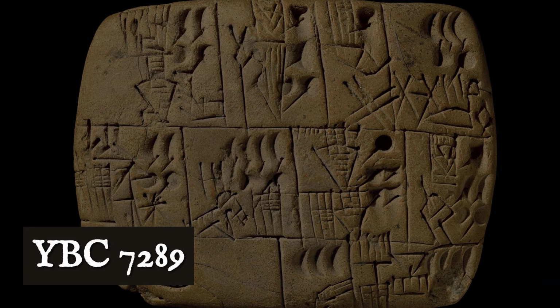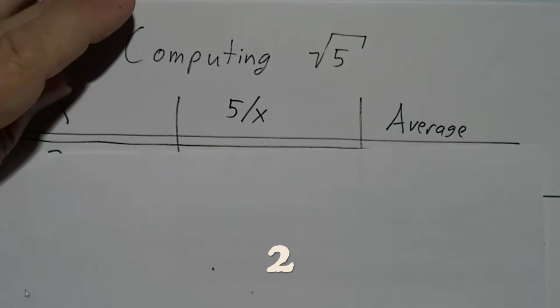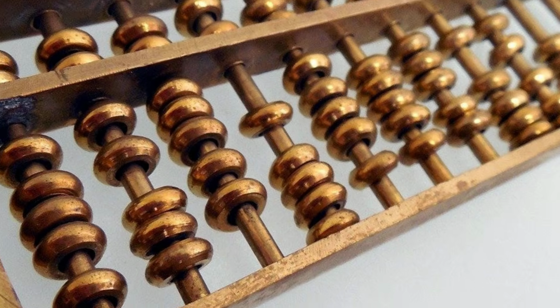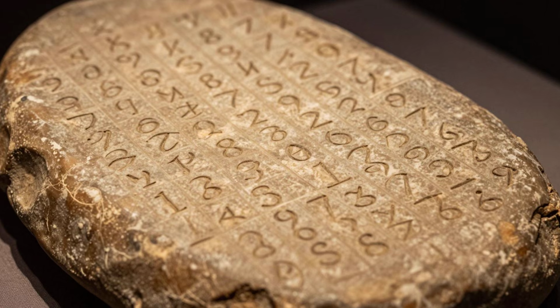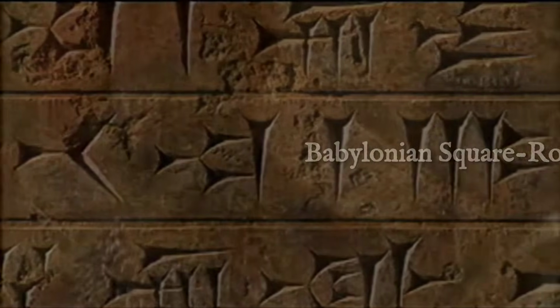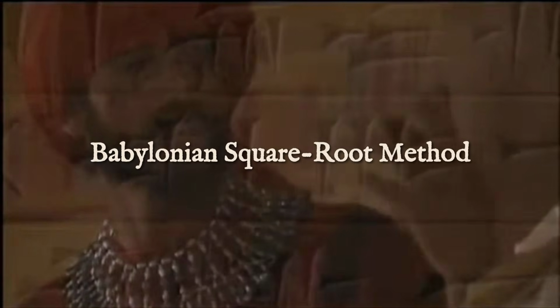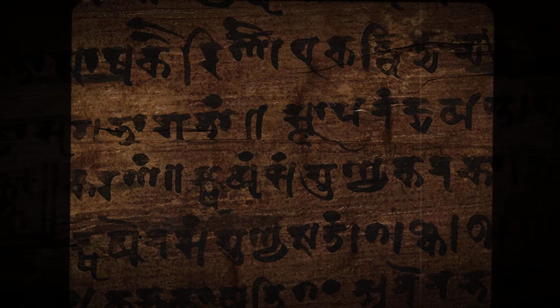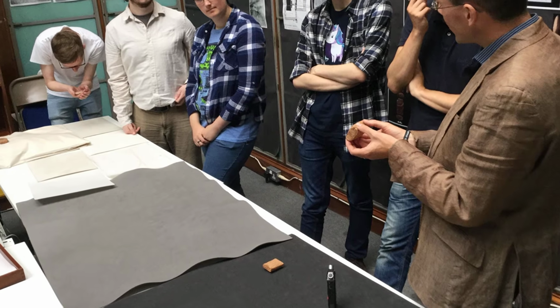Start with A equals 1. 2 divided by 1 is 2. The average of 1 and 2 is 1.5. That is the first iteration. 2 divided by 1.5 is 1.333. The average of 1.5 and 1.333 is 1.4166. That is the second iteration.